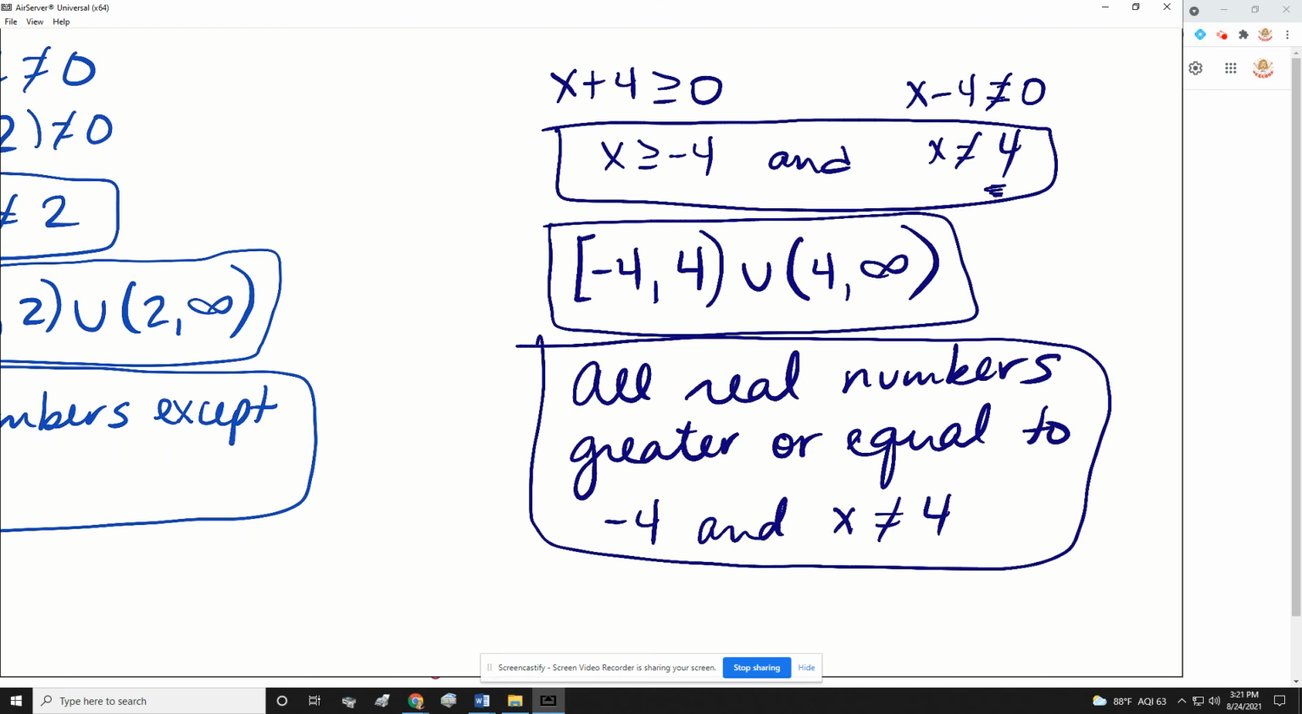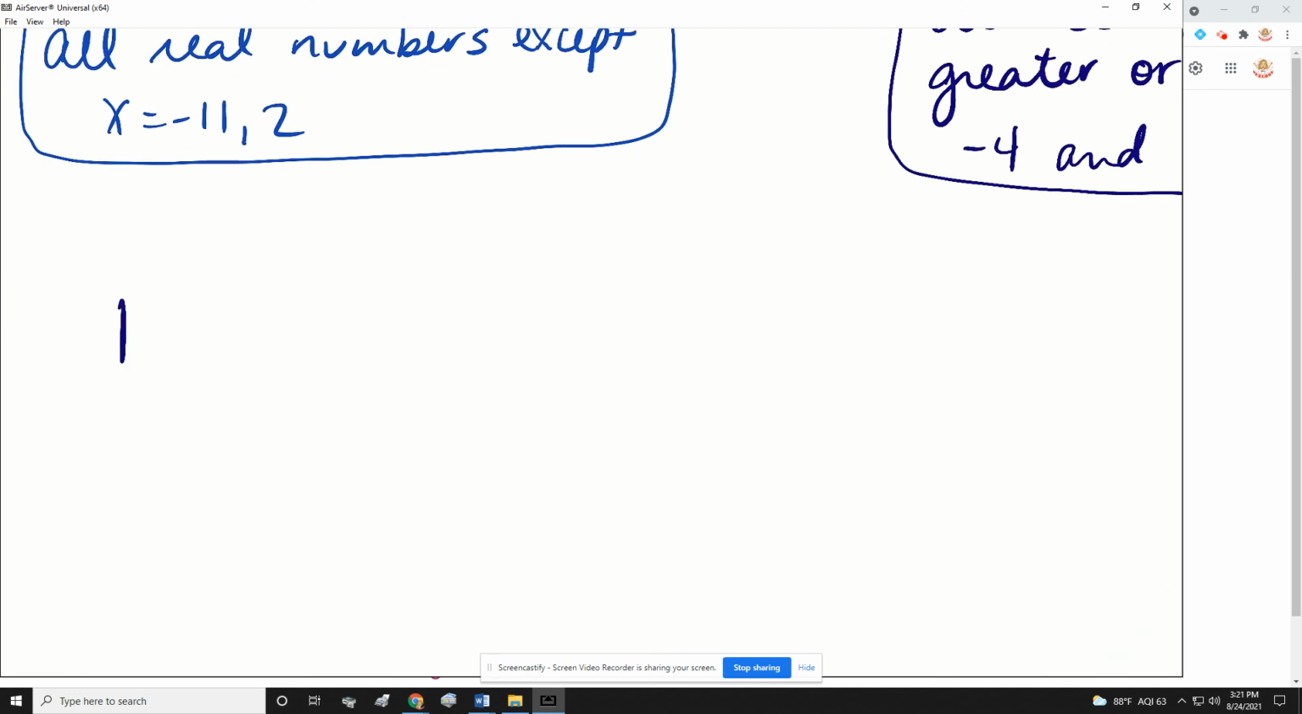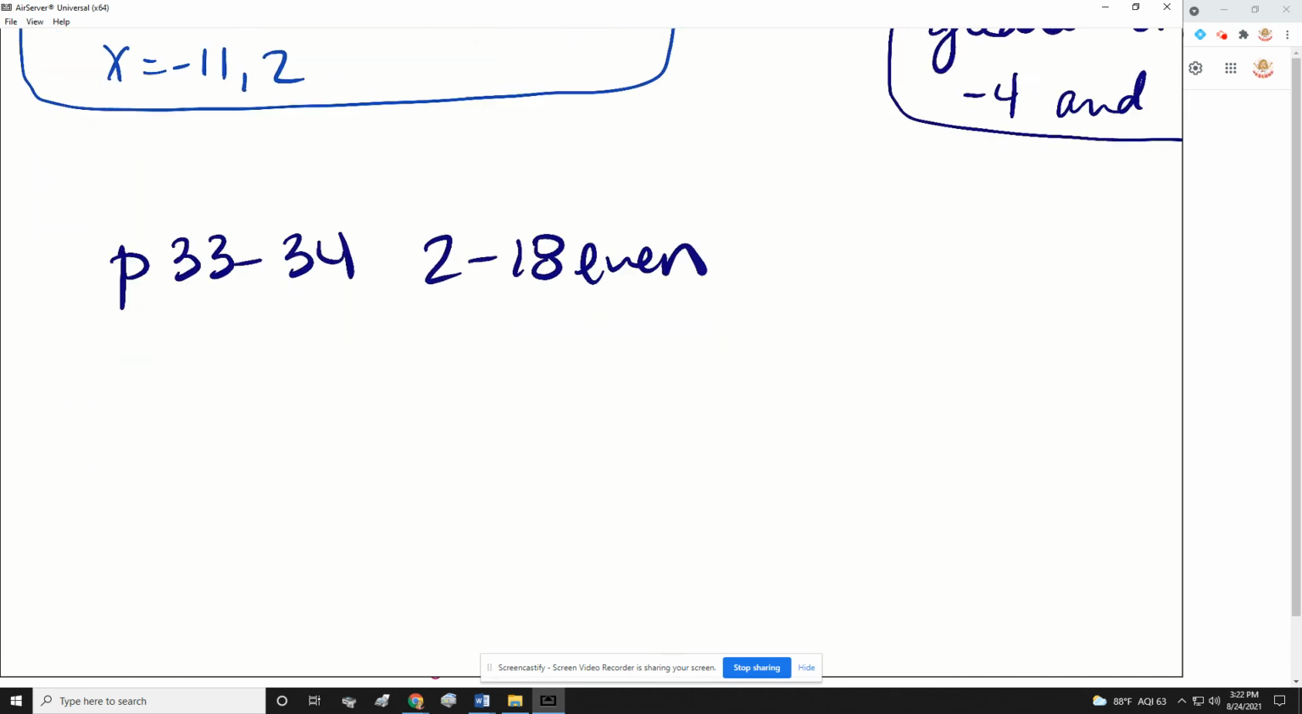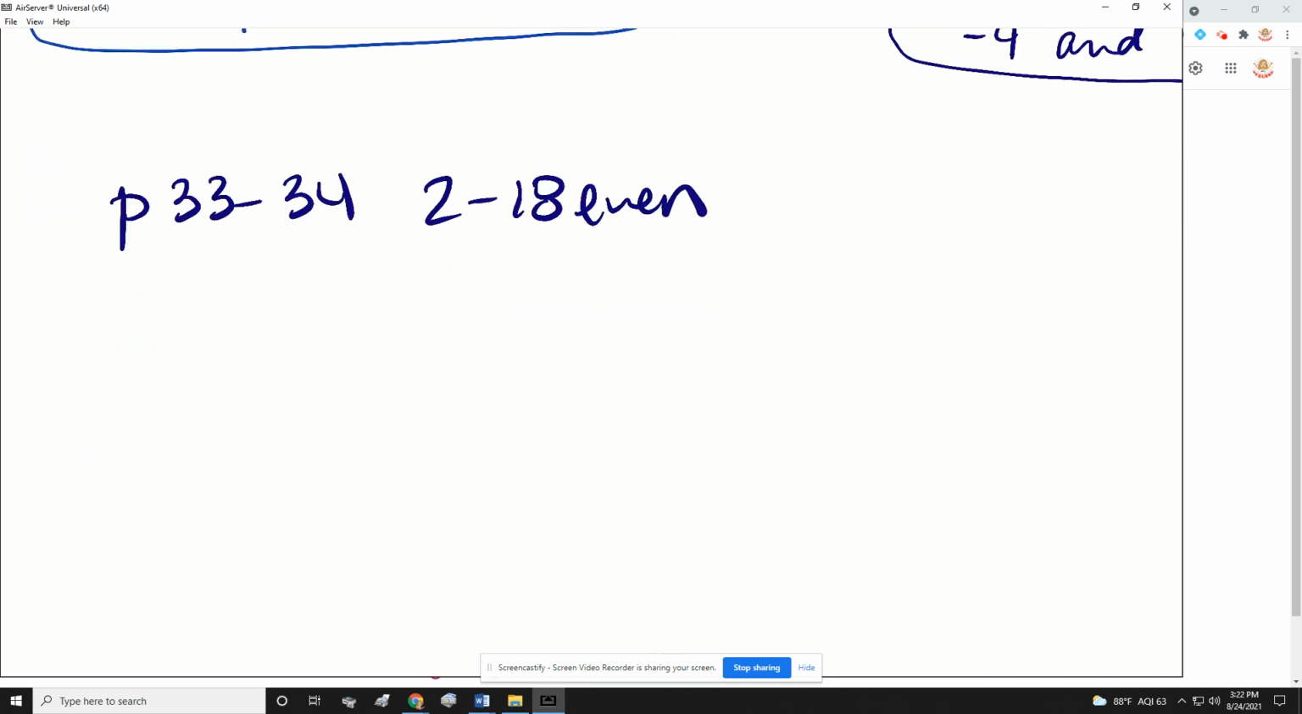All right, so your assignment is on page 33 through 34. I want you to do 2 through 18 even. Once you get to the ones like these examples, I want to say starting with 8, I want you to give the domain 3 ways.